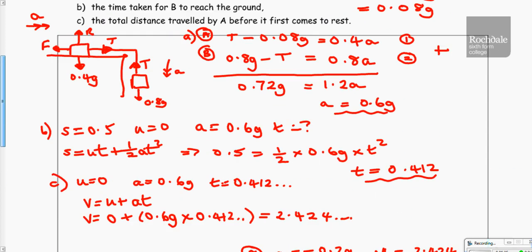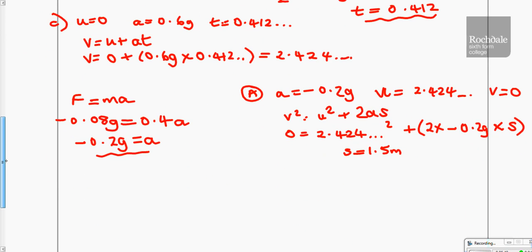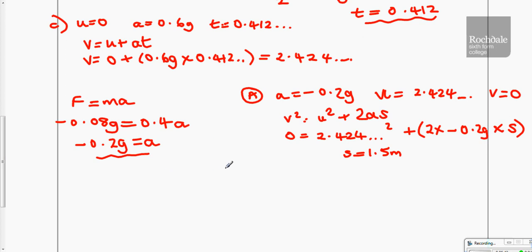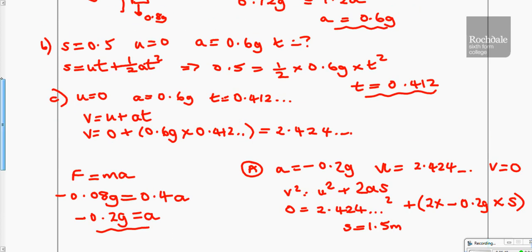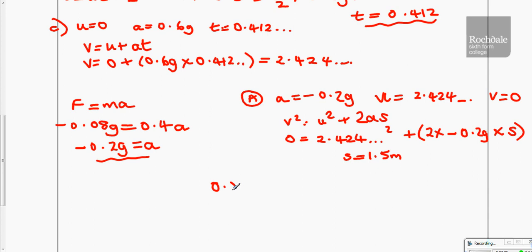Looking back, the question said find the total distance travelled by A before it comes to rest. So it had actually already travelled a little bit of a distance along the table before the string went slack. Now, how far had it gone along the table? Well, it had gone the same distance along the table that this particle had gone to the ground. So particle B was half a metre above the ground, so as they moved, this particle would have gone half a metre along the table. So we have half a metre in the first phase, then when the string goes slack, we had another 1.5 metres. So the answer is that it's gone a total of 2 metres.